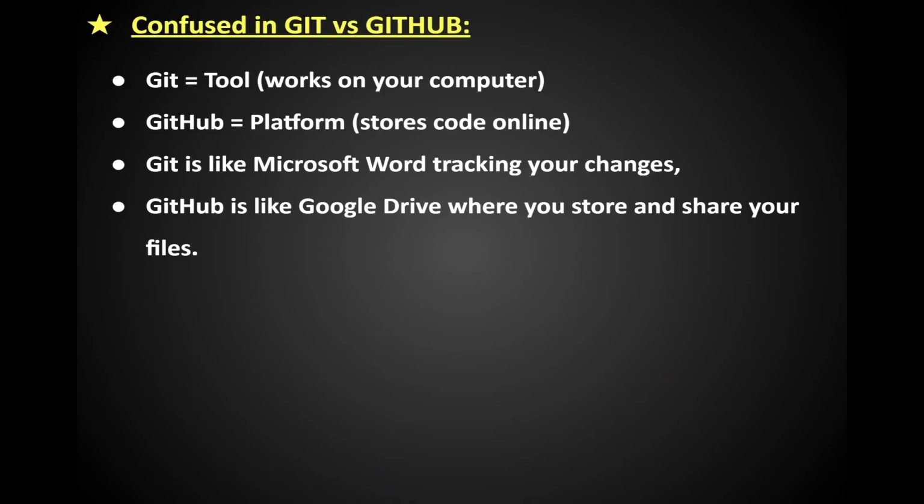Before we proceed, let's quickly clear one common confusion: Git versus GitHub. Most of the people are confused. Why do we need both Git and GitHub? Sometimes they think Git and GitHub are the same. A simple way to understand: Git is like a Microsoft Word which helps track your changes, and GitHub is like Google Drive, where you store and share your files. So remember this: Git tracks your changes and GitHub stores your code.